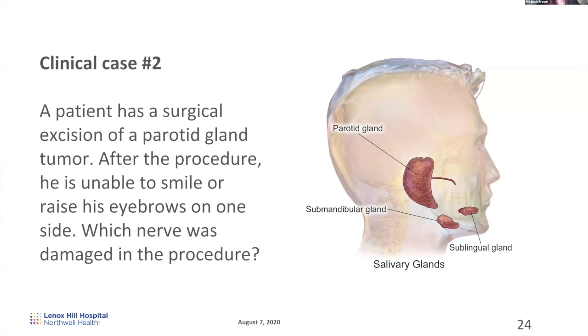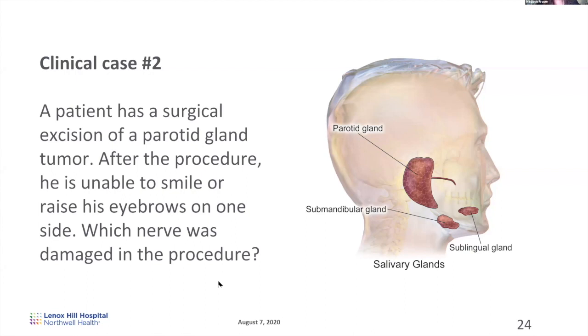So clinical case 2, a patient has surgical excision of a parotid gland tumor. After the procedure, he is unable to smile or raise his eyebrows on one side. Which nerve is damaged? Yeah, I see a lot of people saying facial nerve. So the facial nerve, as we discussed, is responsible for your facial expression.